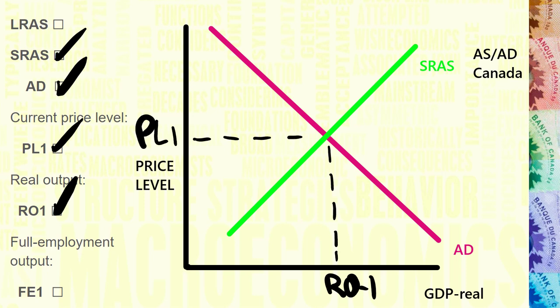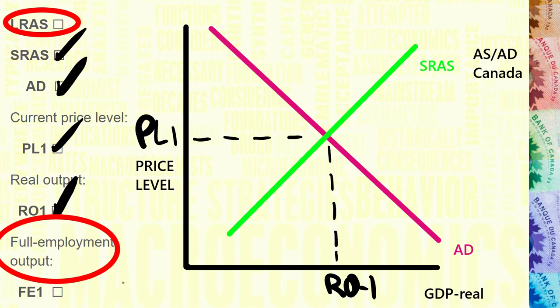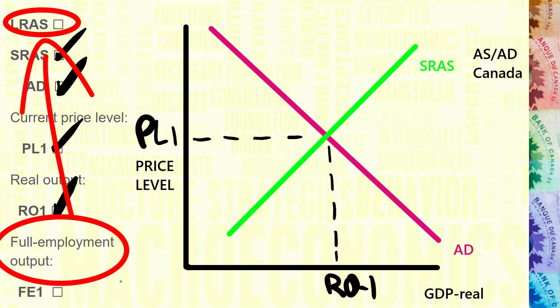Well, we're left with the 2 problem children, long-run aggregate supply and the full employment output, and trying to figure out how we can use the bottom to draw the top. I think it's time to go to the whiteboard and talk about how full employment affects aggregate supply.